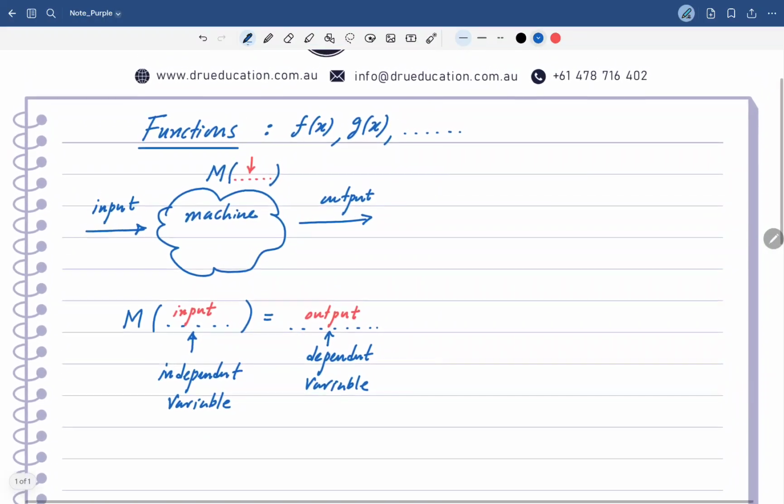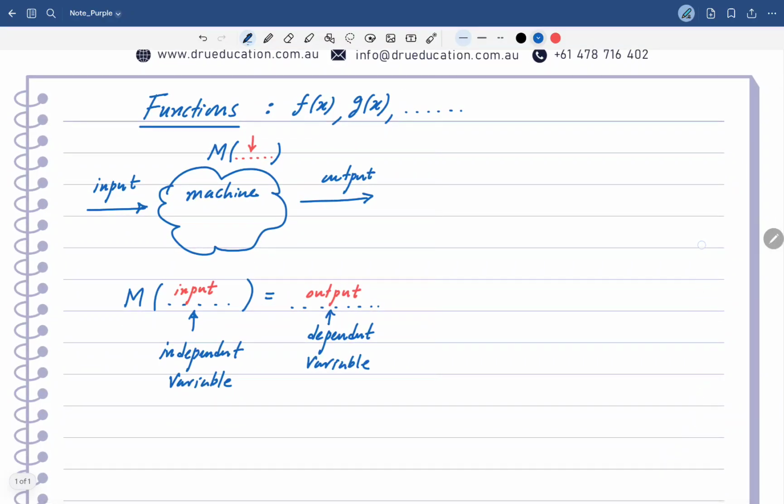Now, if you think about an example, think about f(x) is equal to x squared plus 1. This x now is the input, and this is the output. So input is the independent variable, output is the dependent variable.